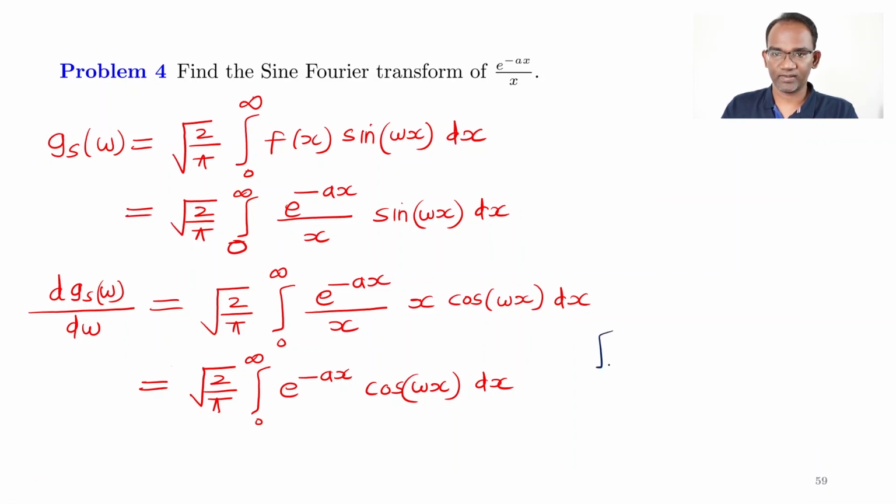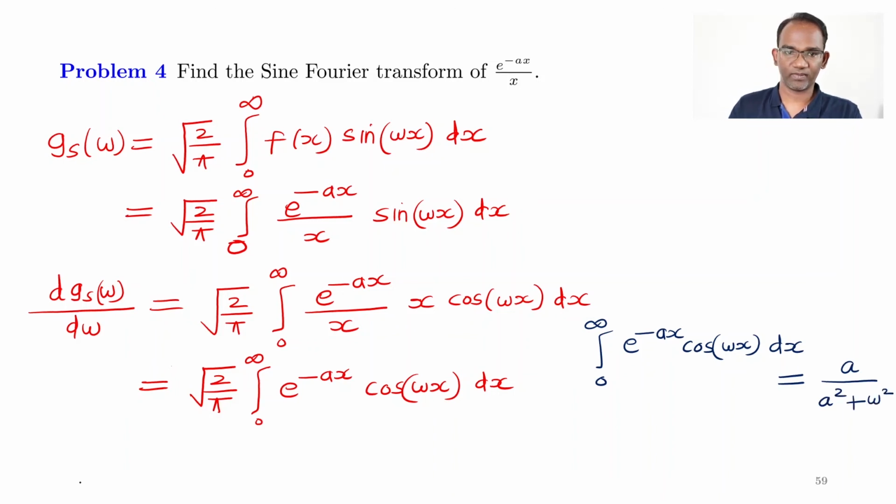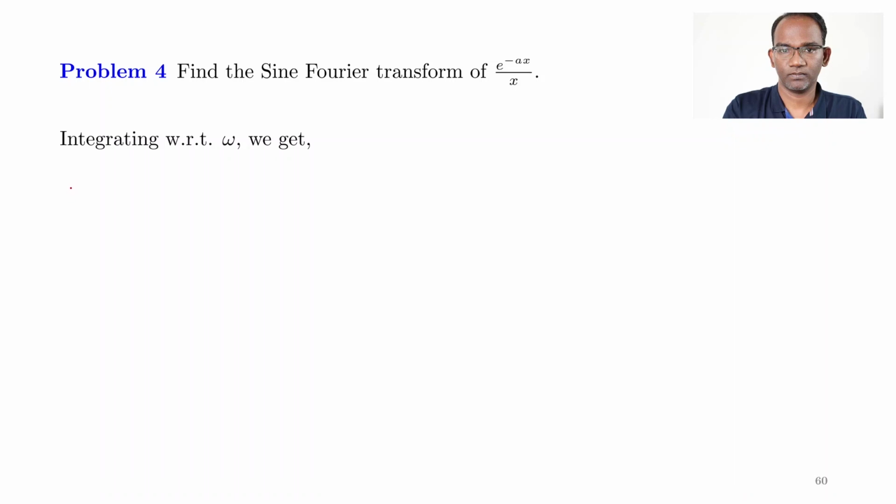And we have this relation: integral 0 to infinity e raised to minus ax cos omega x dx is equal to a divided by a squared plus omega squared. Therefore, this equation becomes square root of 2 over pi times a divided by a squared plus omega squared. Now, integrating this with respect to omega, we will get Gs(omega) equal to square root of 2 over pi tan inverse omega over a plus A, where A is the constant of integration.